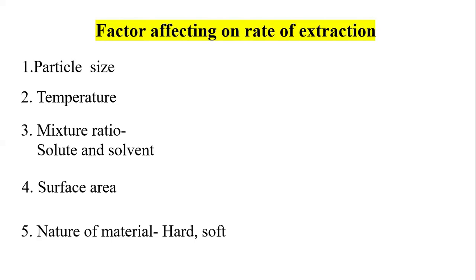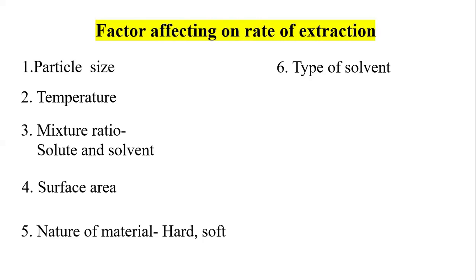Next one is the nature of the material. It is not the case that each and every material is the same. In plant material, the active chemical component is present in different parts of the plant. These parts may be hard ones or soft ones. If the part is harder, it is very difficult for the extraction, so the rate of extraction is less. Whereas some leafy materials or soft materials, fibrous materials that are soft, the rate of extraction is high. Okay.